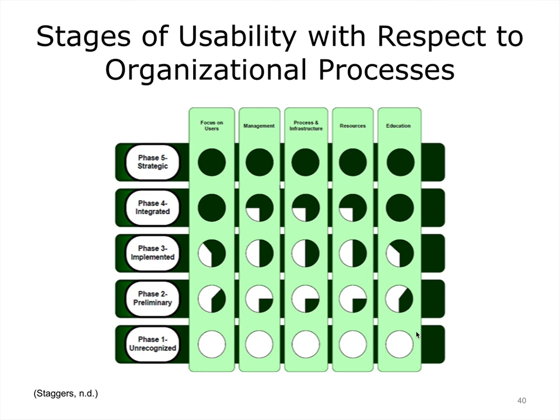In the implemented phase, again, users and education may be 2/3 complete, and management, process, and resources half allocated. In phase 4, the integrated phase, user focus and education is complete, but the management, processes, infrastructure, and resources may not be fully committed or organized for usability. Finally, in the strategic phase, all 5 aspects are fully functional.